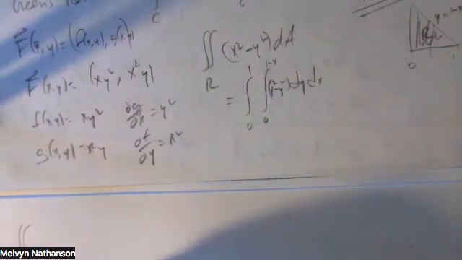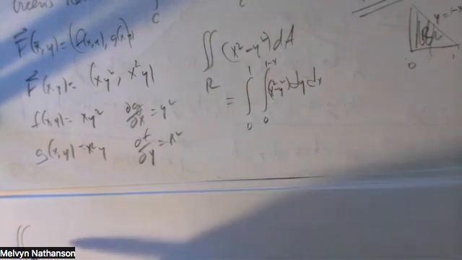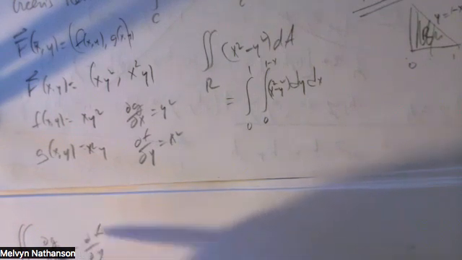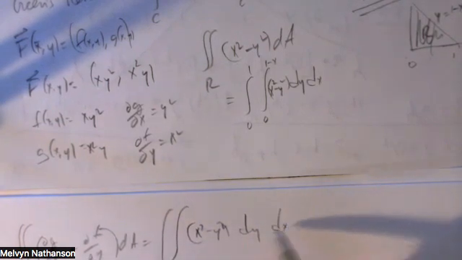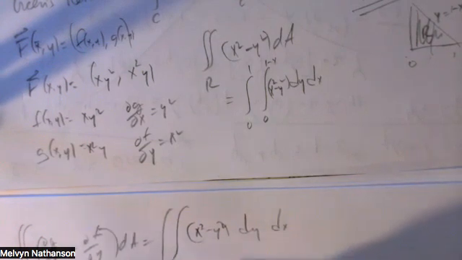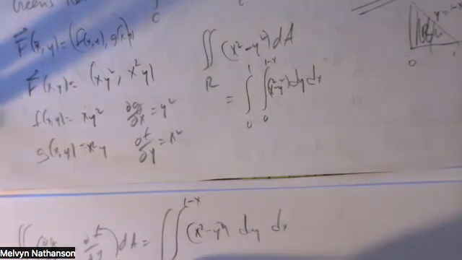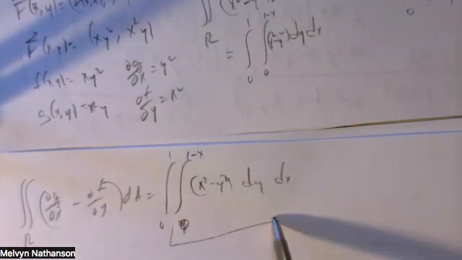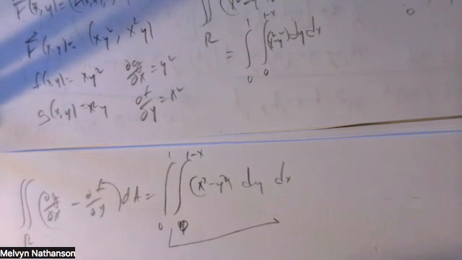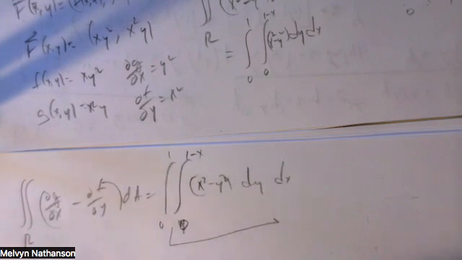So the double integral over R of partial g with respect to x minus partial of f with respect to y dA. This is a double integral of x squared minus y squared dy dx. y goes from 0 to 1 minus x, and x goes from 0 to 1. And you unpeel this onion from the inside out. What is this integral? The integral from 0 to 1 minus x of x squared minus y squared dy.